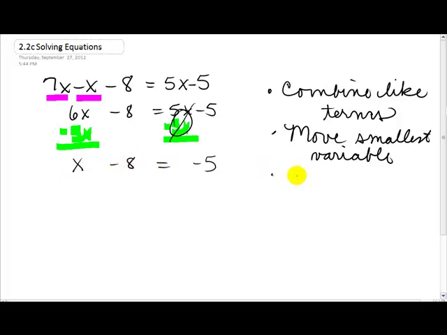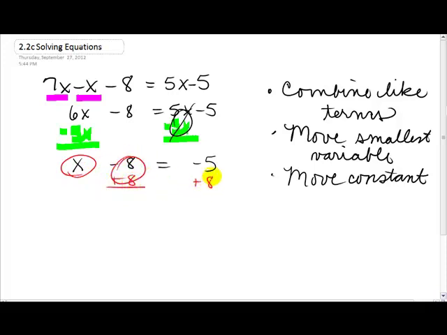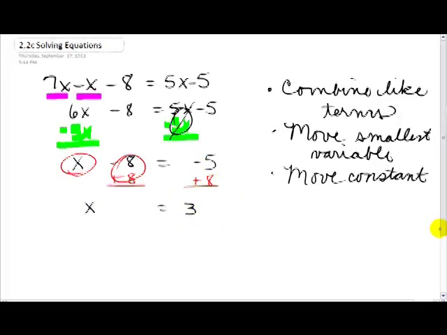Then I'm going to move the constant. Things that we've already seen. So let's do this. We'll do the opposite. I need x to be by itself, so it's plus 8. That'll give me 0 plus 8. x plus 0 is x. Here we've got 3. Different signs, so we subtract.